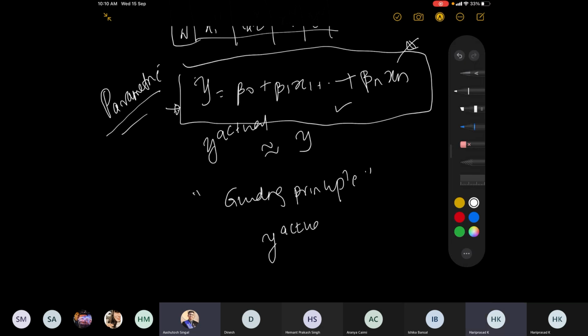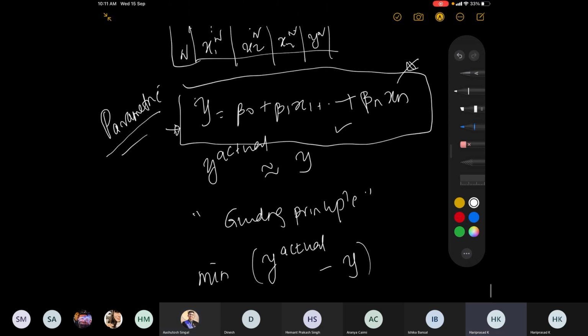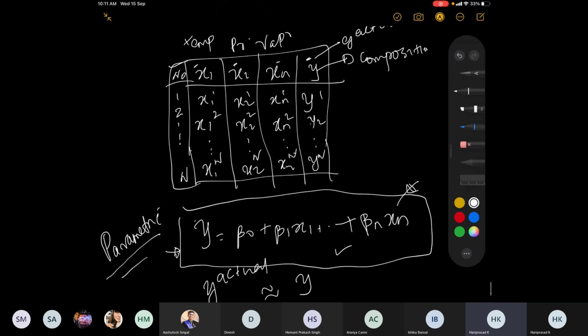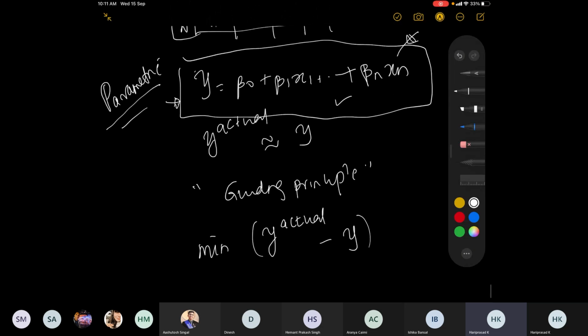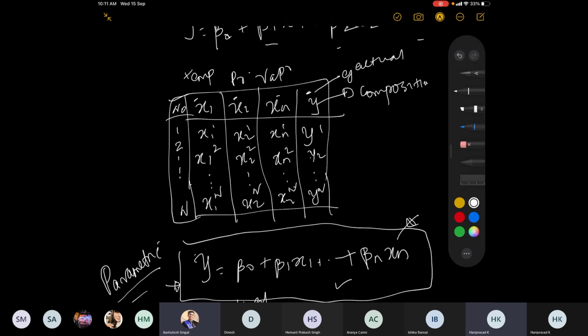Which is right. So what are you trying to do? You are minimizing y actual minus y. Correct? Yes, sir. You want the distance, the delta, to be very small. And what is y actual? Y actual is not a single number. There are n samples in y actual, and similarly y also has n samples. So what will you do? You cannot take one sample. There are n samples, no?